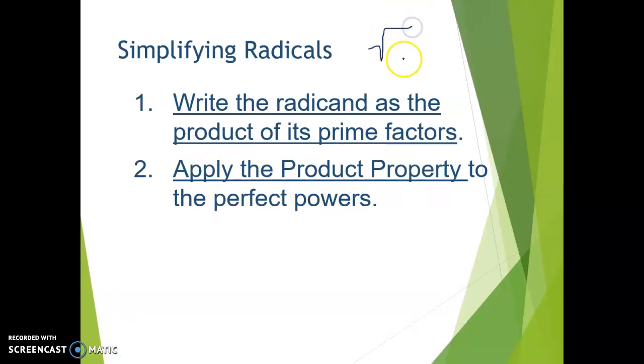If we're taking the square root of something, we're looking for groups of 2, since the square root has an index of 2. So like 2 times 2. If we're taking the cubed root, we're looking for a factor that's repeated 3 times. If we're taking the fourth root, we're looking for any factors that are repeated 4 times, etc. Then we're going to split apart that radicand into separate radicals using the product property.